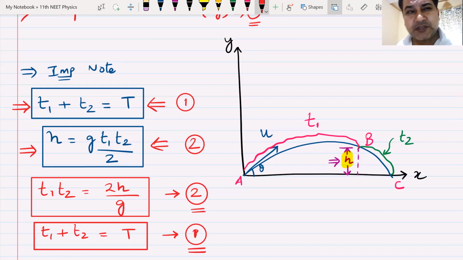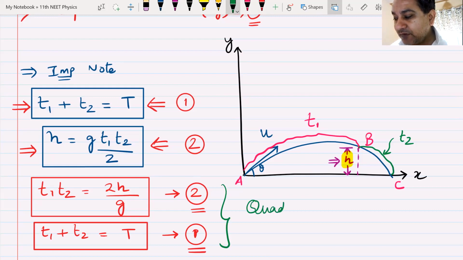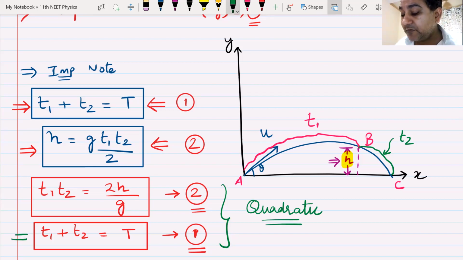about something which is known as quadratic equation. Do you remember anything about this quadratic equation? In this quadratic equation, we had sum of roots, and we had the multiplication of roots. So this formula has come from there. Sum of roots, T1 plus T2, is capital T. Multiplication of roots is 2H by G.